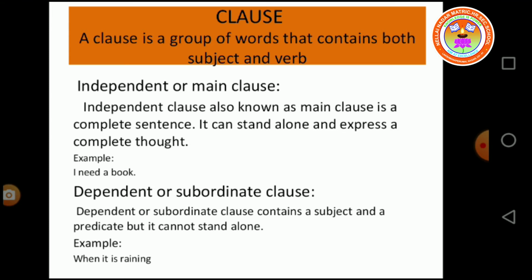For example, when it is raining, look at these words. Of course, here we see verb and subject, but we cannot get a complete meaning from these words. Hence, it is called dependent or subordinate clause.